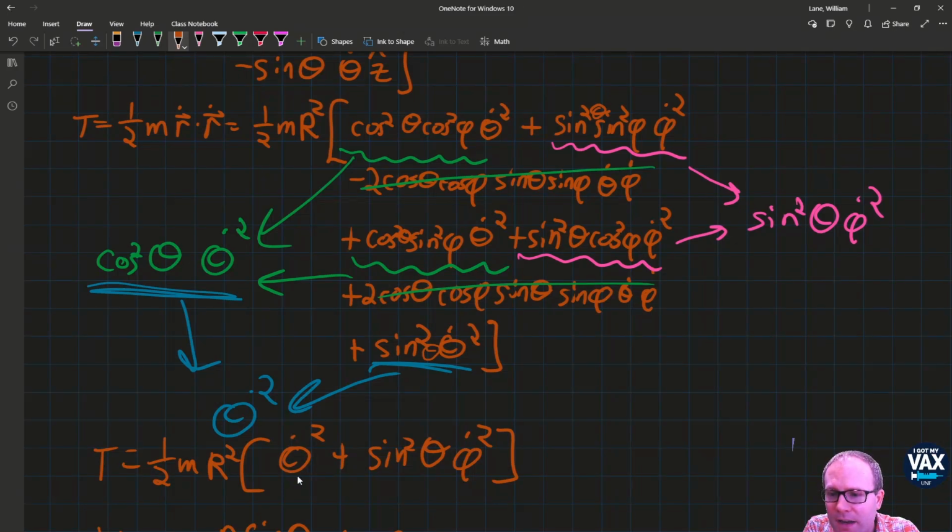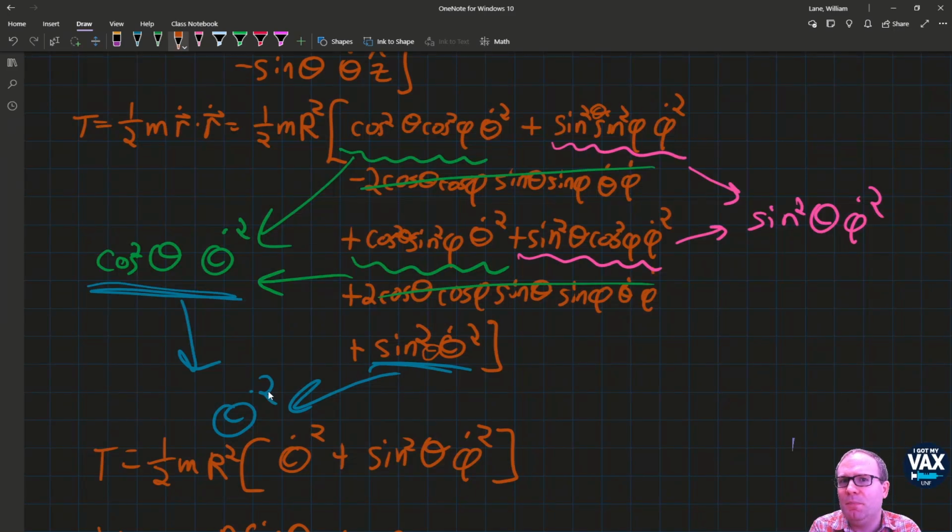So I end up with a theta dot squared and a phi dot squared that's modified by sine squared theta, just because, you know, theta is this special axis there. So you're always going to have some trig function of it left over. And that's it for the kinetic energy. All that work to get this pretty simple result here for the kinetic energy.